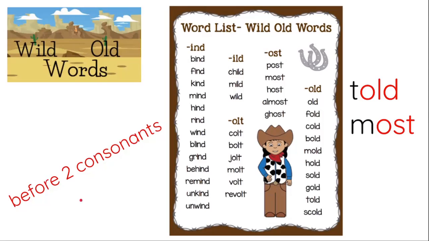Let's go ahead and do our spelling on these. So the first word that we have in our list this week is told. Let's listen to the sounds. Told. How many sounds do you hear? T, old. Four sounds. And here's my O sound right in here.